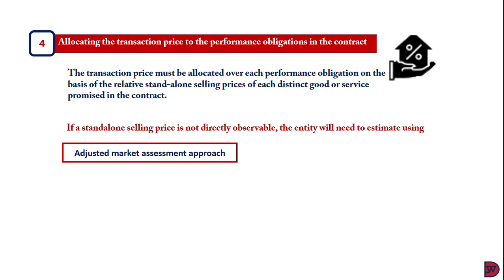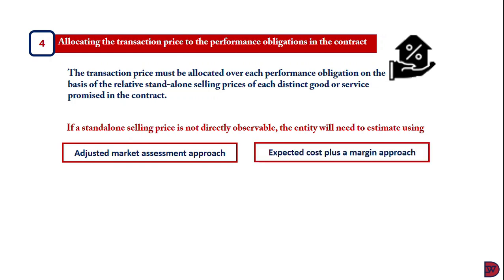So here, the entity evaluates the market in which it sells the goods or services and estimates the price that a customer in that market will be willing to pay for those goods or services. This might also include referring to prices from the entity's competitors for similar goods or services and adjusting those prices as necessary to reflect the entity's cost margin. The second is expected cost plus margin approach. So here, the entity will estimate the cost of satisfying the performance obligation and then add an appropriate margin.